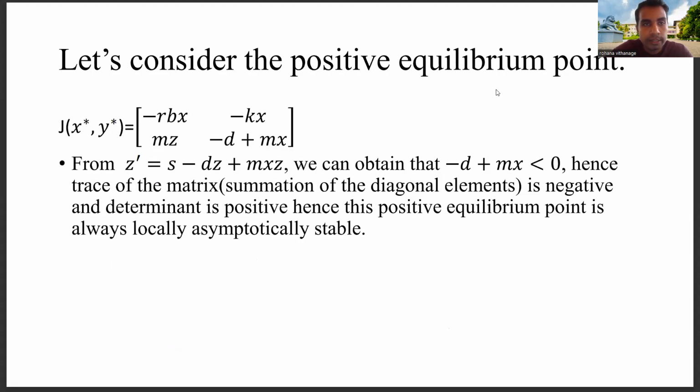So finally, let's consider the positive equilibrium point. Here we can obtain that the trace is negative and the determinant is positive. So it is locally asymptotically stable.